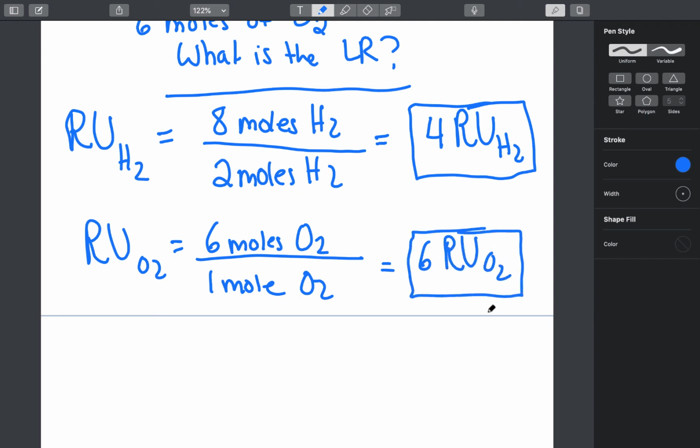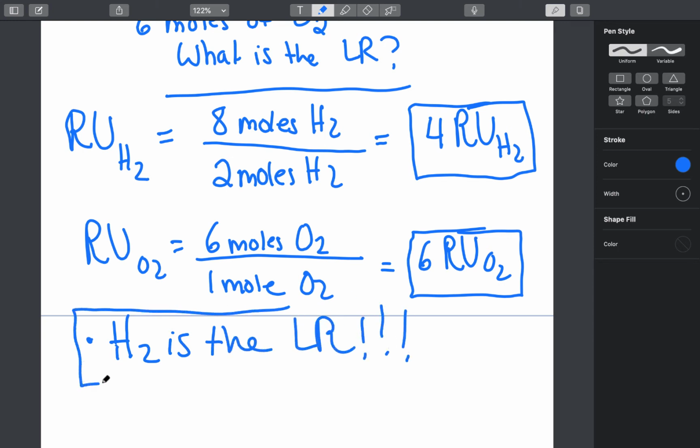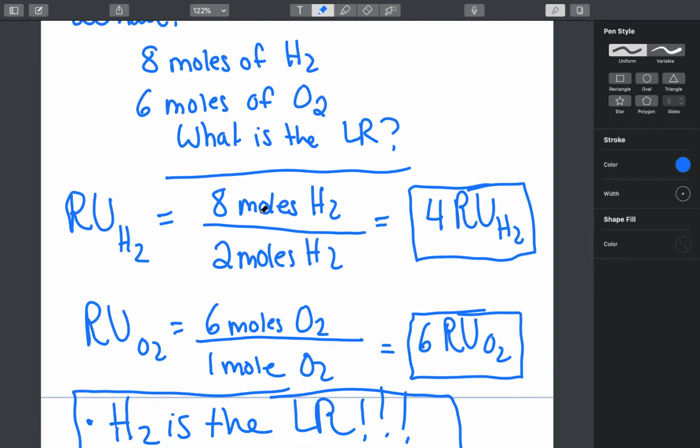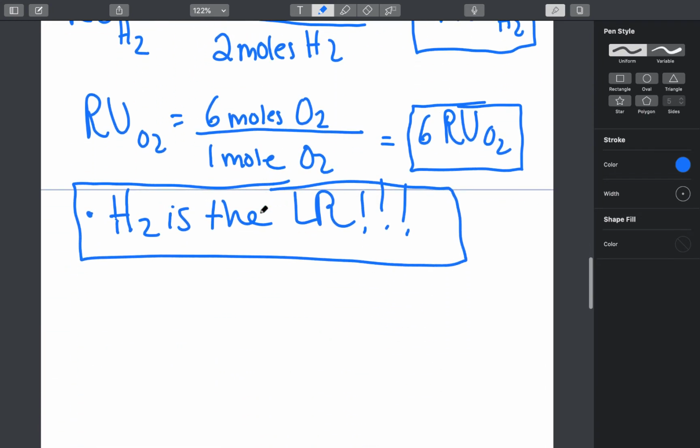Now, the limiting reactant is the species that has the lowest number of reaction units. So in this case, H2 is the limiting reactant. And that's because H2 has 4 reaction units, while O2 has 6 reaction units. This method is a very good way to determine which species is the limiting reactant, and that's half the battle for these types of problems that you're going to get in general chemistry.